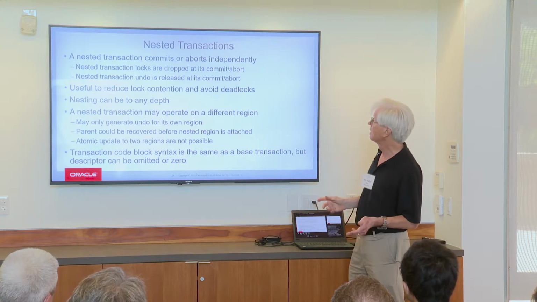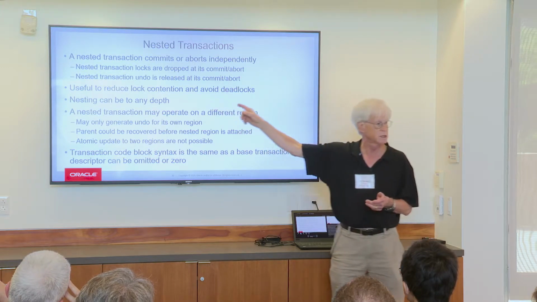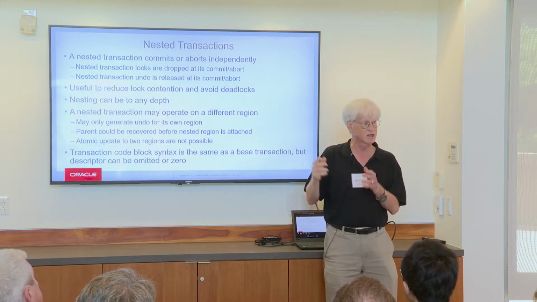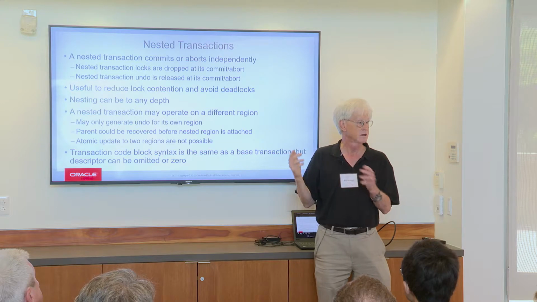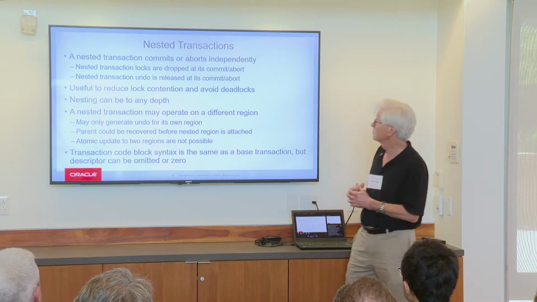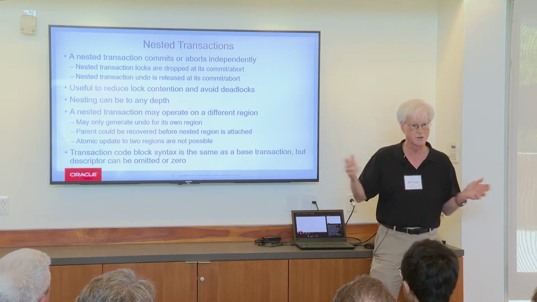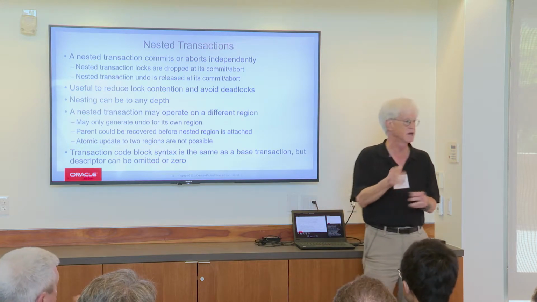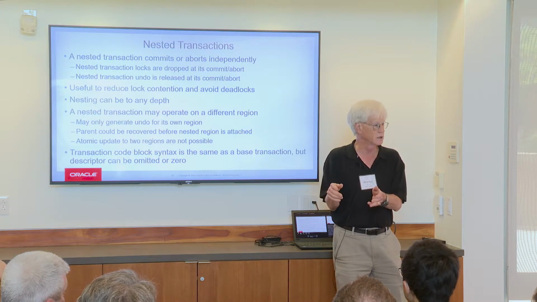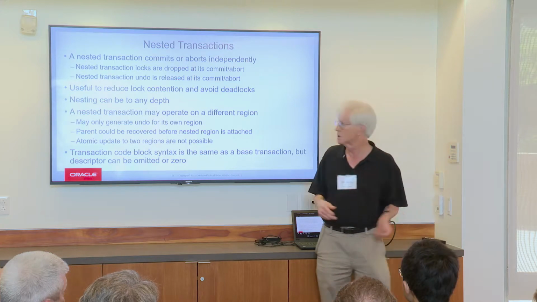So that means that since a nested transaction commits or aborts independently, when it commits or aborts, locks it acquired are released. And of course, the undo is undone too. But basically, the way it works is all the undo for the nested transaction is tacked onto the end of the parent transaction, and then rolled back if it aborts, and thrown away if it commits.